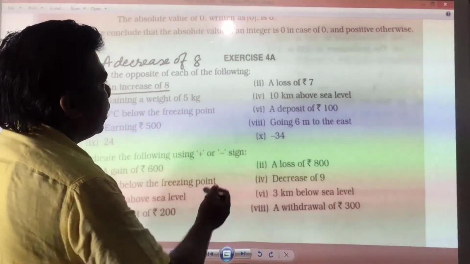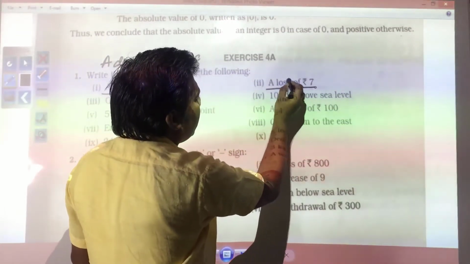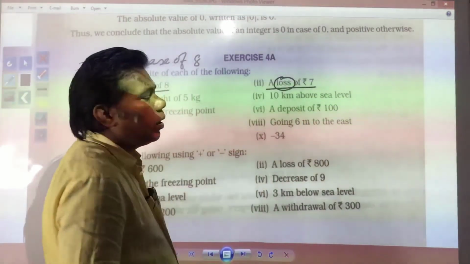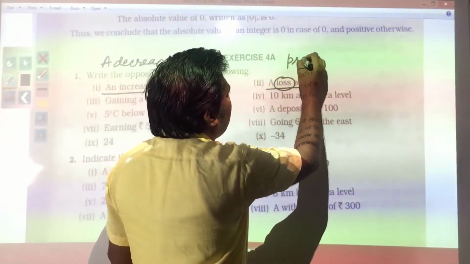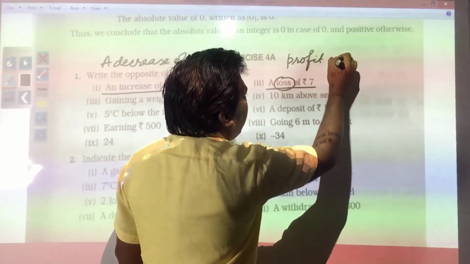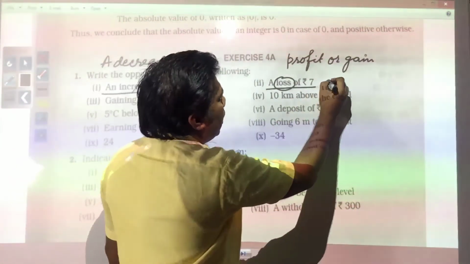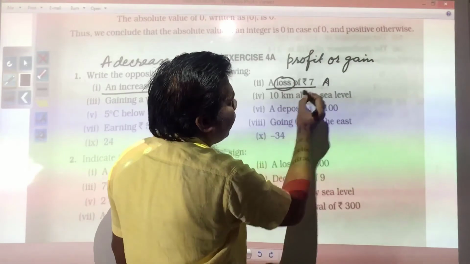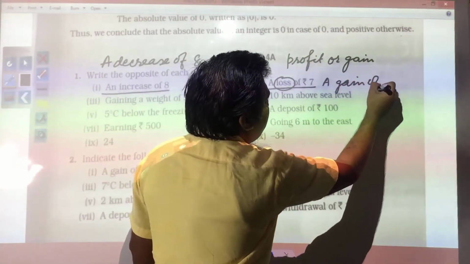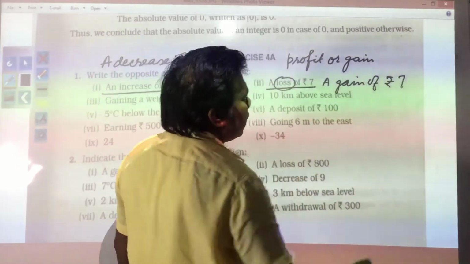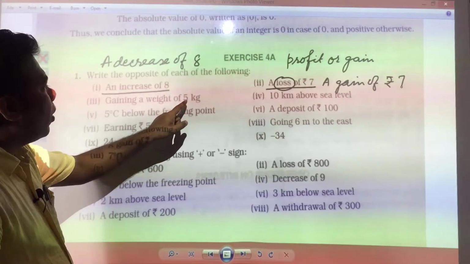Next you see, a loss of 7. If someone is having a loss, the opposite of loss is what? Profit or gain. So, you can write a profit of rupees 7 or a gain of rupees 7. Both are correct.